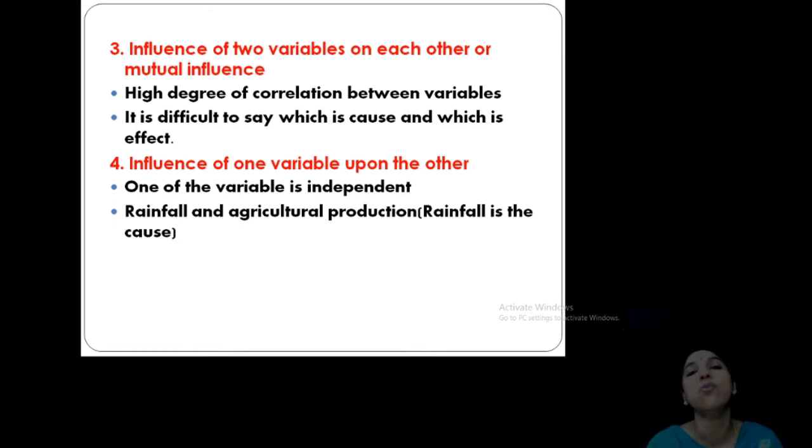Then, the influence of one variable upon the other, where one completely influences the other variable. For example, rainfall and agricultural production. Rainfall influences agricultural production. Never is agricultural production the cause of rainfall. That will never happen. Only rainfall causes an increase in agricultural production. So it is one way only, the influence of one variable upon the other. So these are the reasons or causes for correlation.